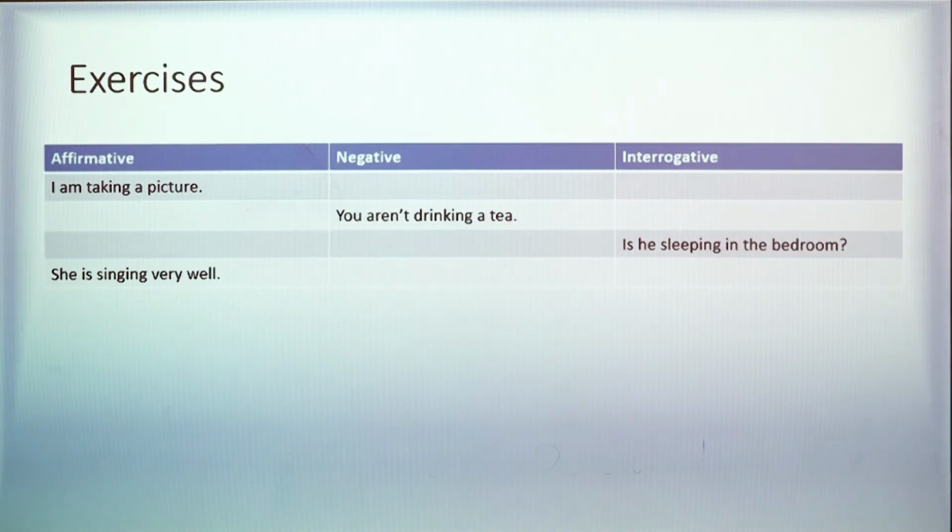Now we have exercises with the present continuous. We see sentences here and you're going to change their form. I am taking a picture is an affirmative form. If we change it into negative, we say I'm not taking a picture. And interrogative, am I taking a picture? Now you have to try and do the others. You aren't drinking a tea. Is he sleeping in the bedroom? She is singing very well.